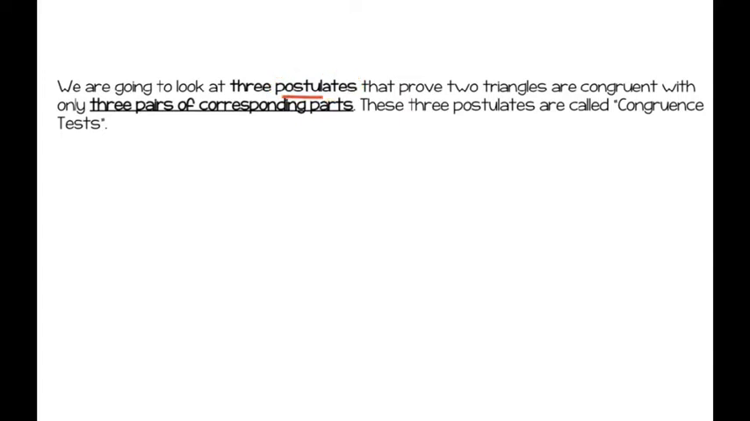So we're going to look at three postulates that prove that two triangles are congruent without using all six parts, without using all three angles and all three sides, because using 6 parts, if it's not necessary, it's just extra work. So we learned some ways to show that two triangles are congruent using less than 6 parts. These three postulates are what we call congruence tests. There's a total of 5 congruence tests. We're going to talk about 3 of them today, and they're all 3 postulates.